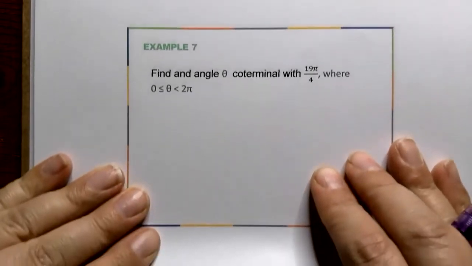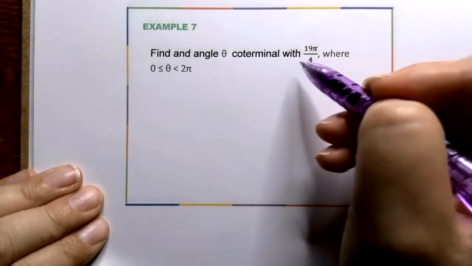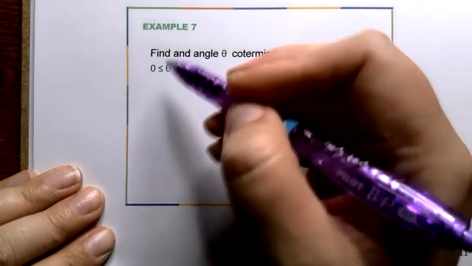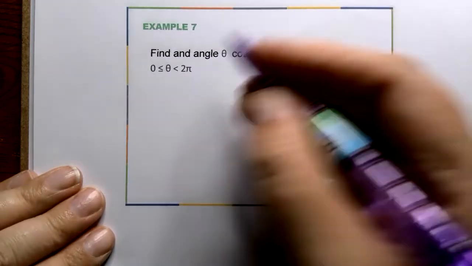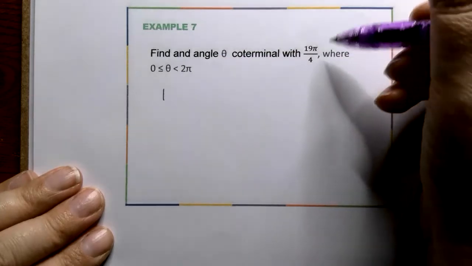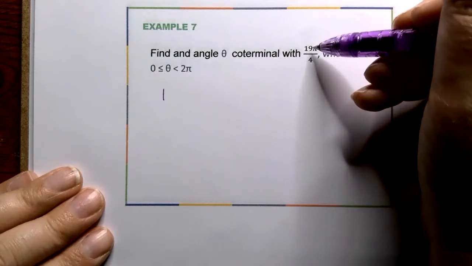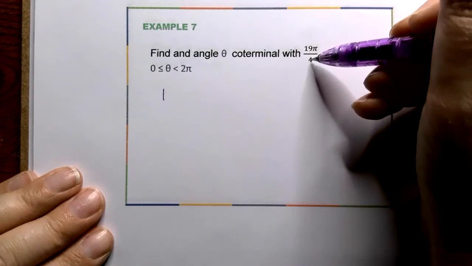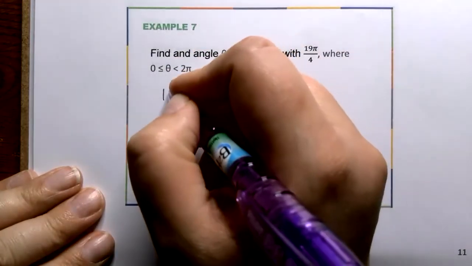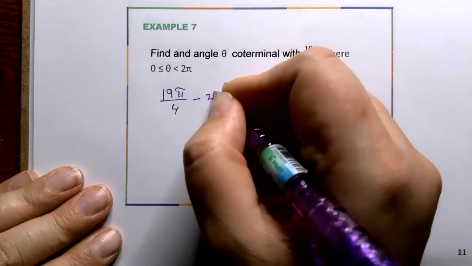Okay, so here's the last problem that we're going to do for this section. It says find an angle theta coterminal with 19 pi over 4, where your angle is also between 0 and 2 pi, so within the first revolution, counterclockwise. This one is way greater than 2 pi, right? The closest number divisible by 4 that I can think of is 16. 16 divided by 4 is 4, so it's bigger than 4 pi. So it's way bigger than 2 pi. So we have 19 pi over 4, and we're going to subtract 2 pi from it to bring it down.